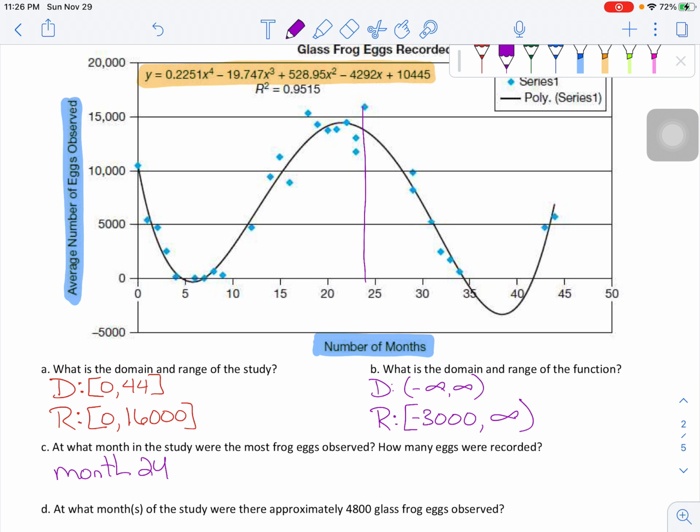And it also has how many eggs were recorded. And if you don't know, the symbol for about looks like a wavy equal sign. So let's say about 16,000 eggs.